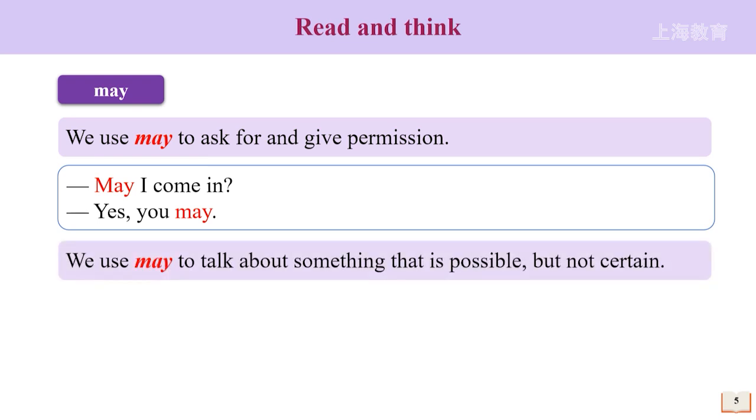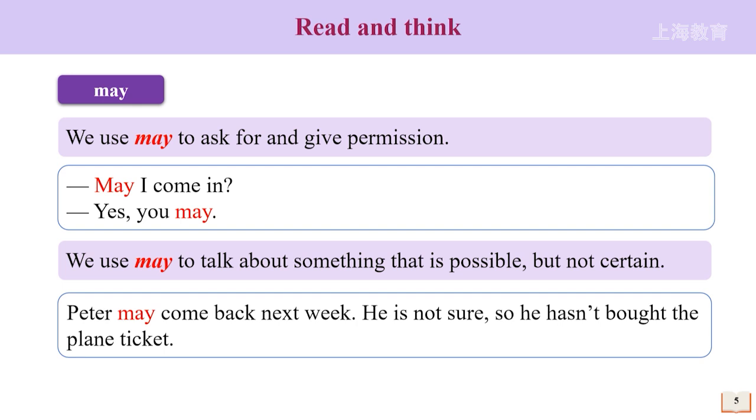Besides, we use may to talk about something that is possible but not certain. 我们用 may 表示不确定的事。Let's read the sentences on the screen. Peter may come back next week. He's not sure, so he hasn't bought the plane ticket. According to the second sentence, we are not certain if Peter will come back next week.